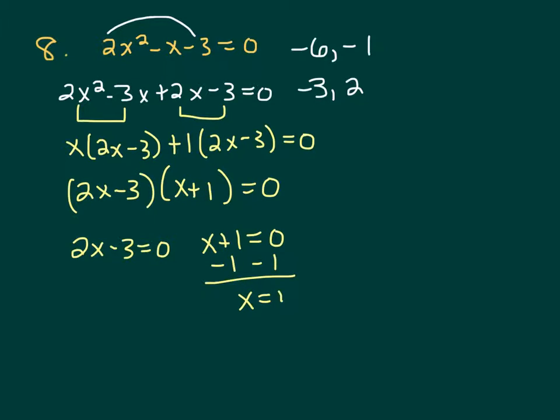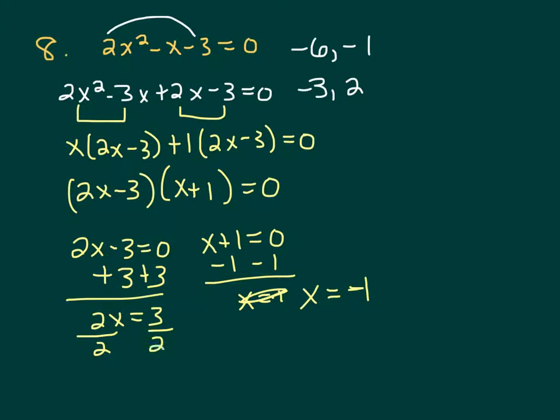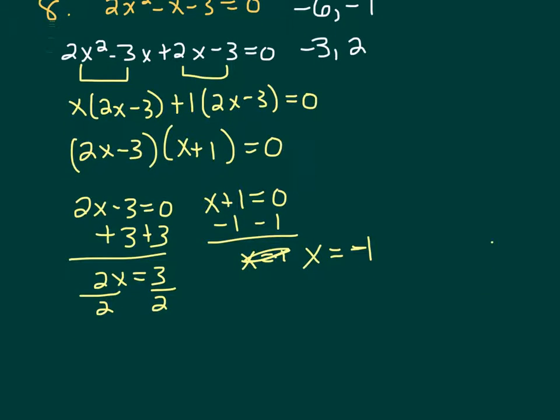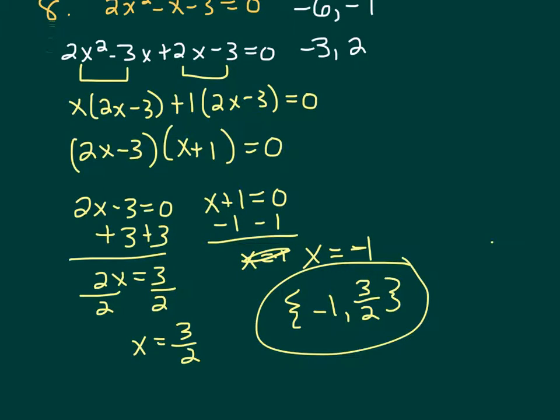So x equals negative 1. Negative 1. And then add 3. 2x equals 3 divided by 2. And x equals 3/2. And in solution sets, least to greatest, negative 1 and 3/2 is our solution.